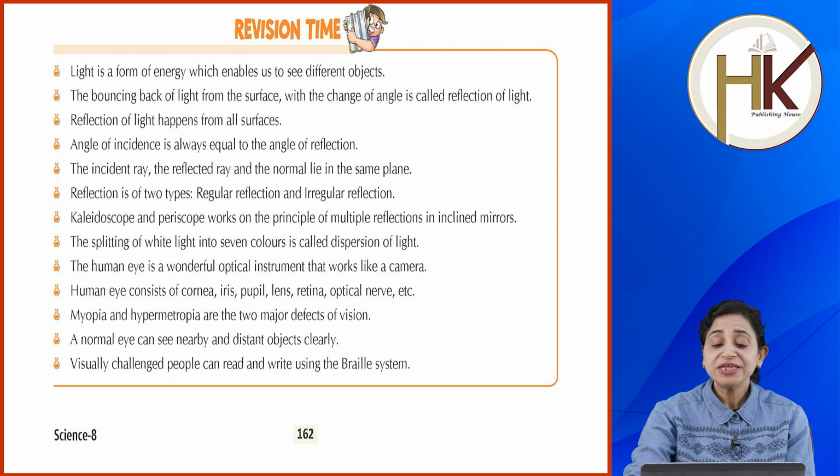The human eye is a wonderful optical instrument that works like a camera. Human eye consists of cornea, iris and pupil, lens, retina, optic nerve, etc. Myopia and hypermetropia are the 2 major defects of vision. A normal eye can see nearby and distant objects clearly. Visually challenged people can read and write using the Braille system.